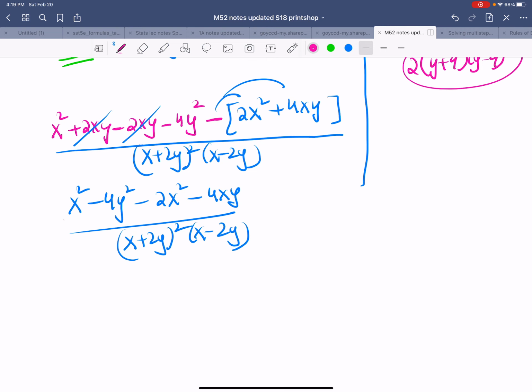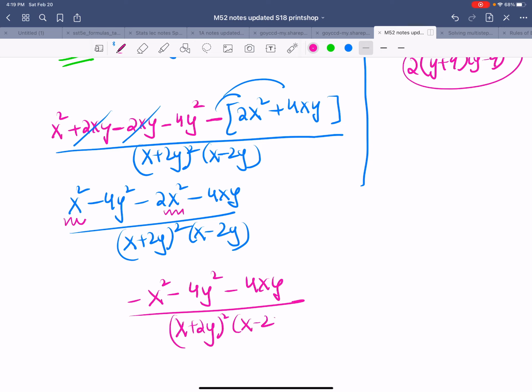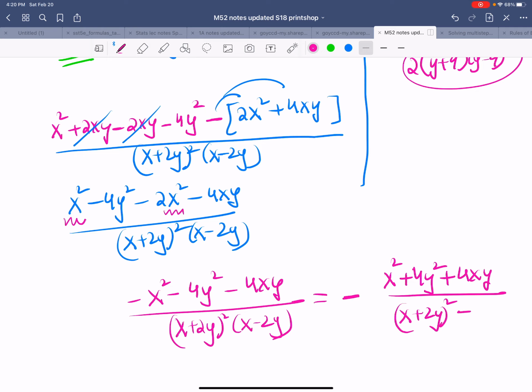Any like terms? Yes, these are my like terms. So negative x² minus 4y² minus 4xy over (x + 2y)², (x − 2y). We can factor out the negative from the numerator and leave it in the front of the fraction, and that would turn our entire numerator into a positive. All the negative signs will turn into positive: (x + 2y)² times (x − 2y). And there's a negative in the front, don't forget that. Right, that would be it.